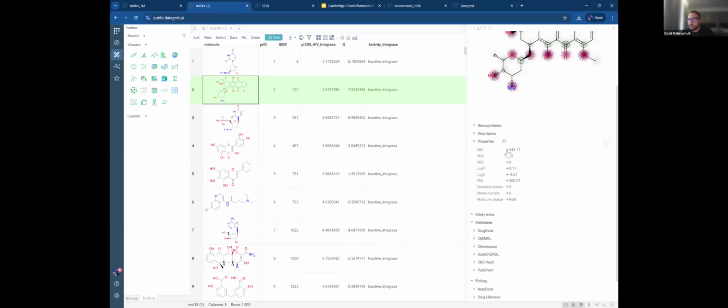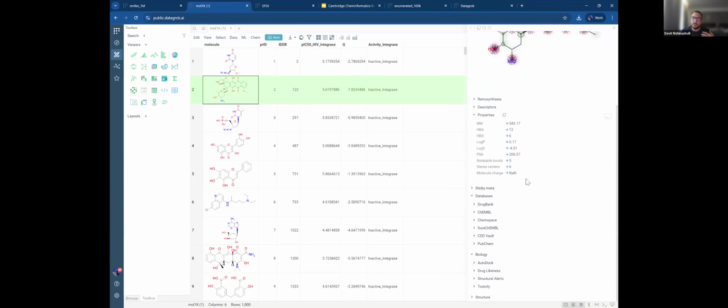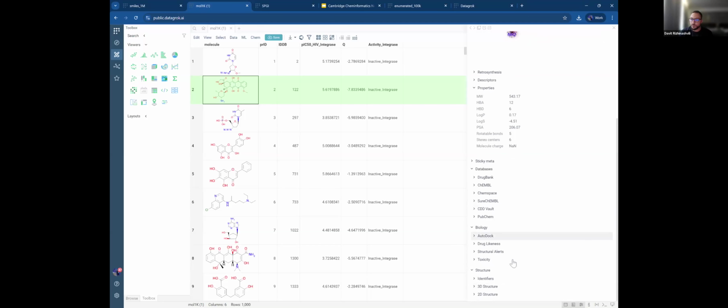Then we can have some property calculators, which calculate different properties. We can have descriptors. We also have the retrosynthesis path predictor. We have database lookups. These are some of the default databases that it comes with, but again, anyone can plug in their own database and have a lookup of the molecule there, including substructure lookups, exact or similar lookups. And again, there we have a bunch of different properties, like biological ones, structure-related ones, and so on.